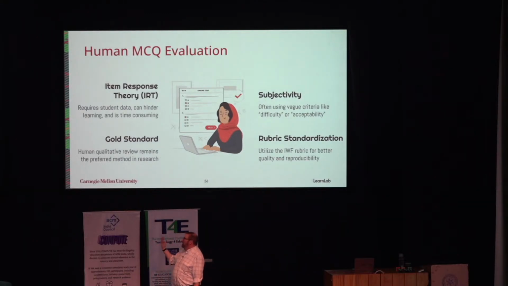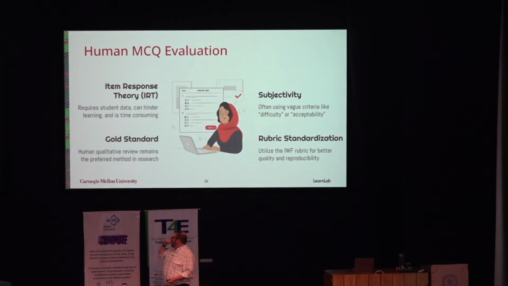So we looked at what humans are doing, and we have IRT. IRT is great, except you need data, right? And do we want to give students really bad problems to collect that data? I mean, we can, but we'd probably rather not give students bad questions. And it's also time-consuming. Having humans review them, especially instructors, is probably the gold standard, but also very time-consuming and expensive. A lot of subjectiveness in human evaluation.